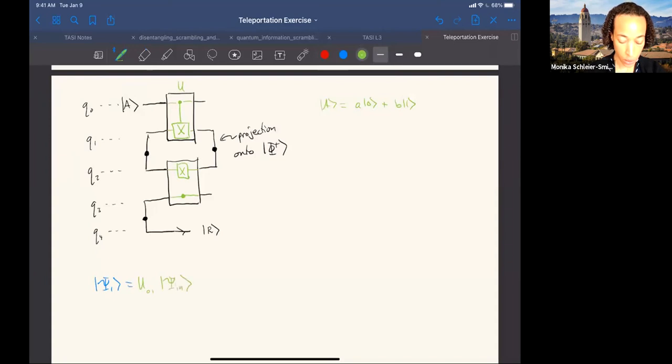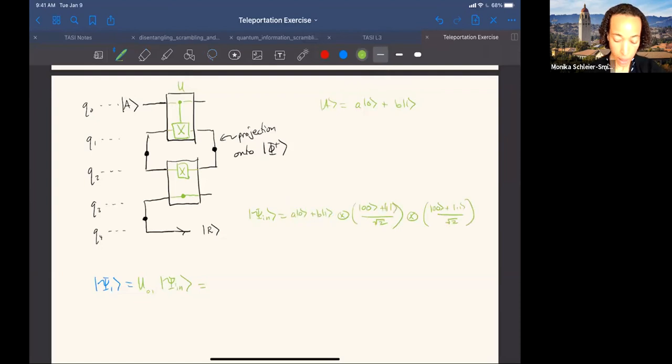And let's just remind ourselves. Our input state is (A|0> plus B|1>) cross (|00> plus |11>) over root 2.